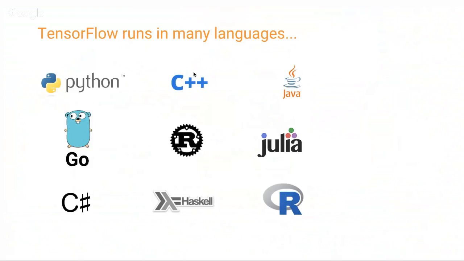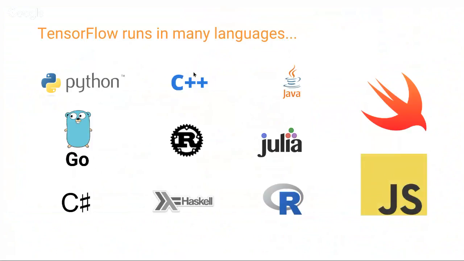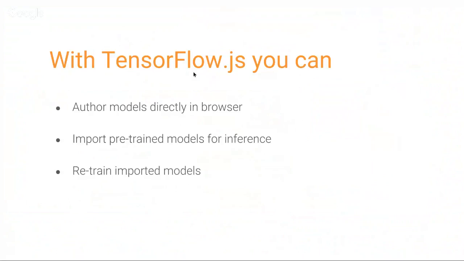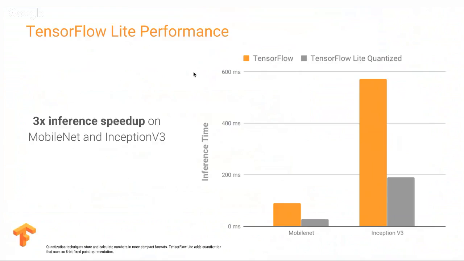TensorFlow runs in many languages. And this year, we have also started to support Swift and JavaScript. When I talk about JavaScript, it's TensorFlow JS that you would have been hearing about, or I'm not sure if you're hearing it for the first time as well. With TensorFlow JS, you can author models directly in your browser. Second, import pre-trained models for inference. Third, retrain imported models again in your browser itself.